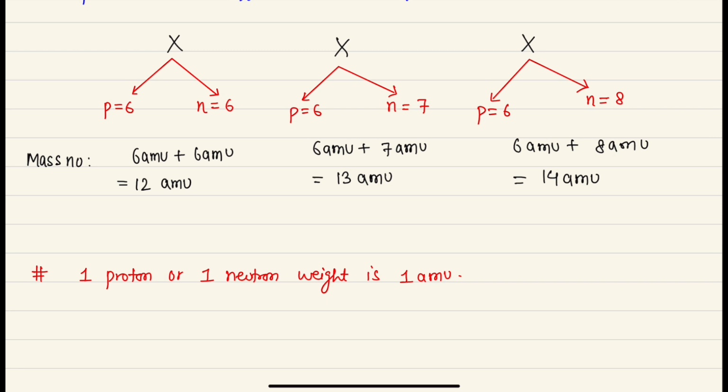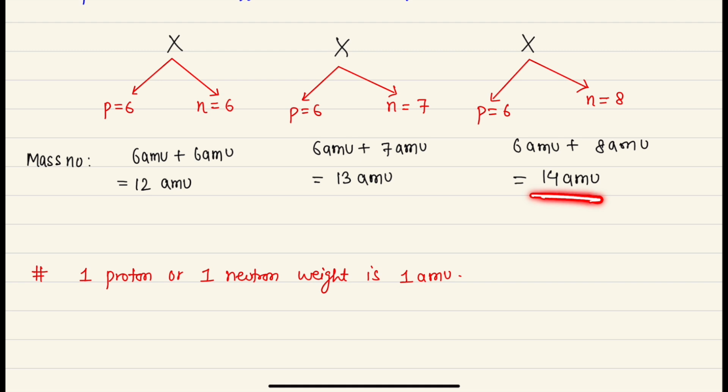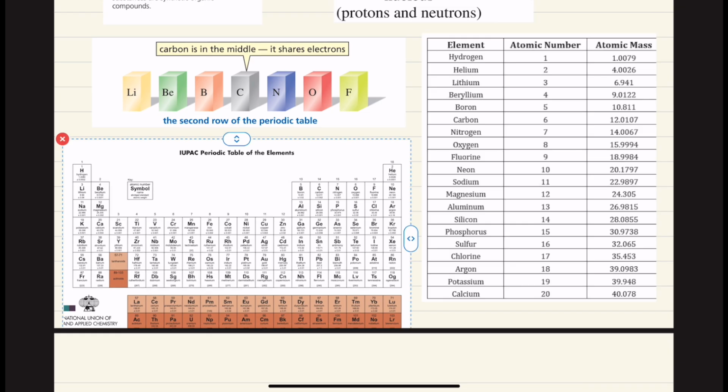Now see, we got the mass number for this atom, 12 mu, for this atom 13 mu, and for this atom 14 mu. Now go to the periodic table and check which atom has proton number 6. Which atom has 6 protons? Now let's see the periodic table.